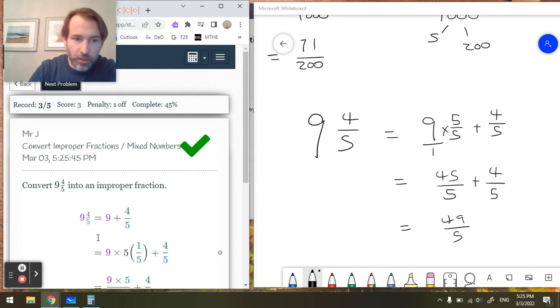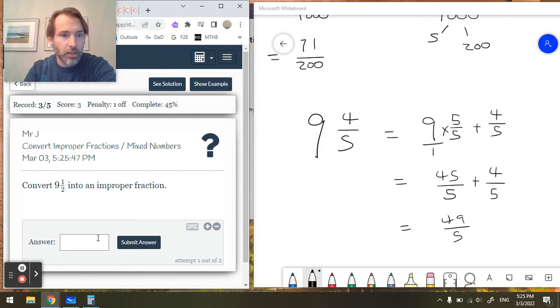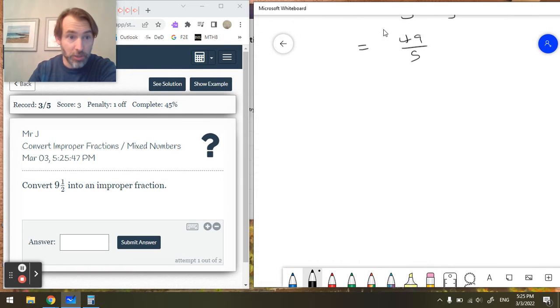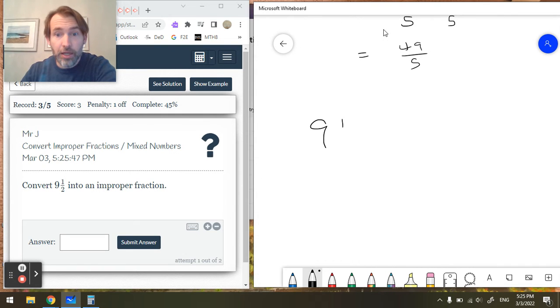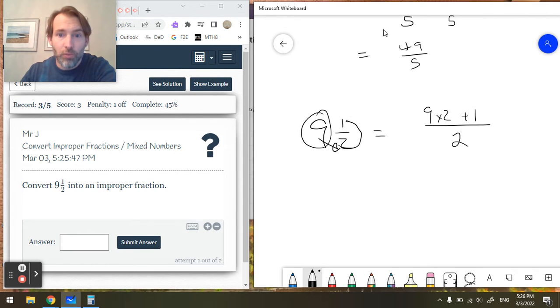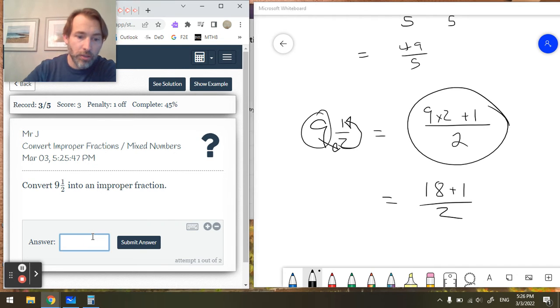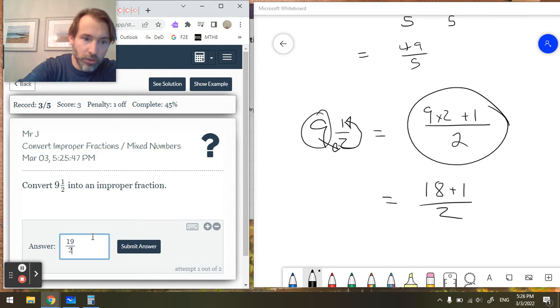A couple more. Convert 9 and 1/2 to an improper fraction. But I wouldn't usually write out that many steps. I'll show you what I would usually do. 9 and 1/2 is equal to 9 times 2 plus 1 over 2. That gives you 9 times 2 is 18, plus 1 is 19 over 2. Put that in. 19 over 2.